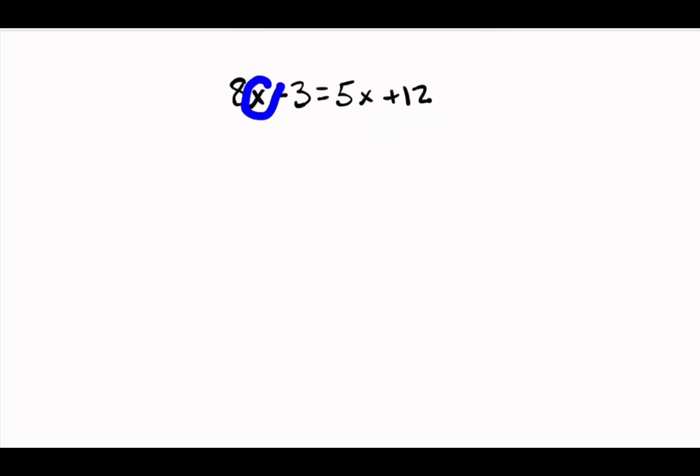When a variable is on both sides of the equation, the goal is to get all the x's on one side and all the numbers on the other. So first, we're going to move this 5x. In order to do that, we have to subtract 5x from both sides of the equation. And we do this to both sides to keep it balanced.